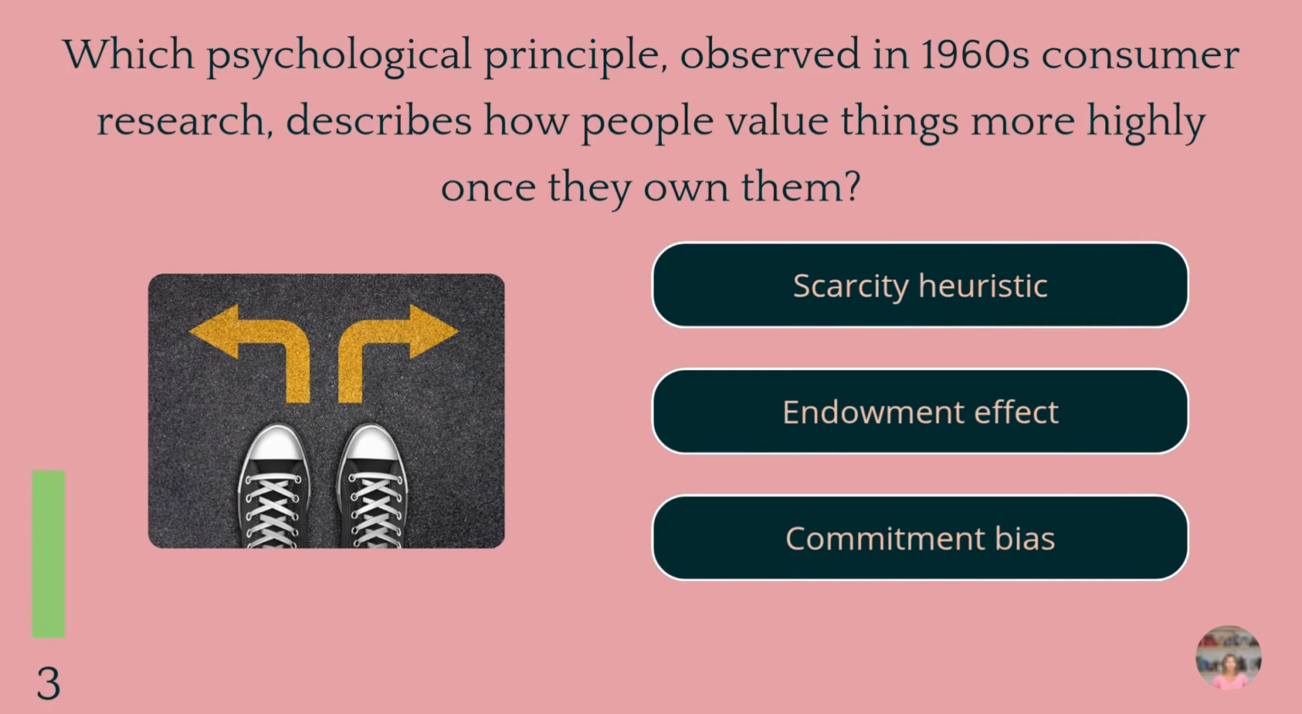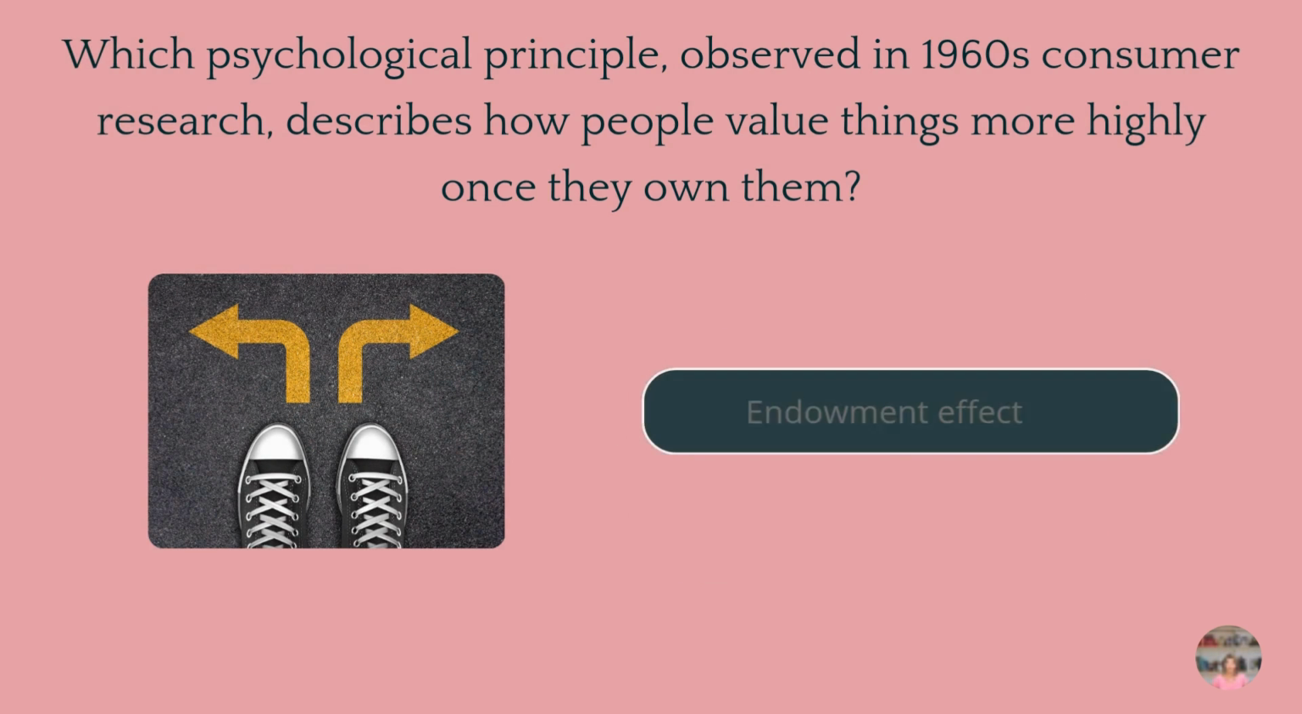Which psychological principle observed in 1960s consumer research describes how people value things more highly once they own them? Scarcity heuristic, endowment effect, or commitment bias? Endowment effect.